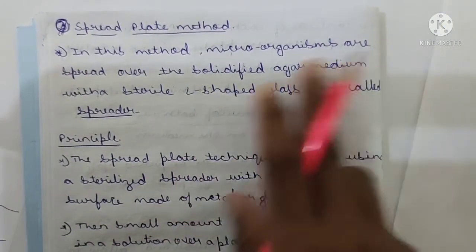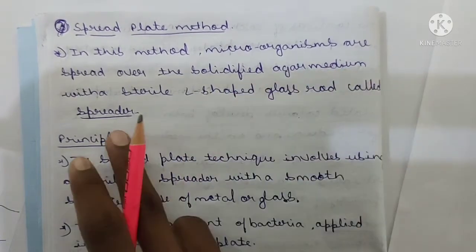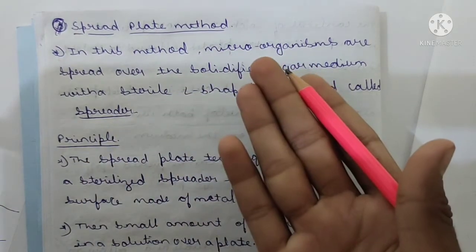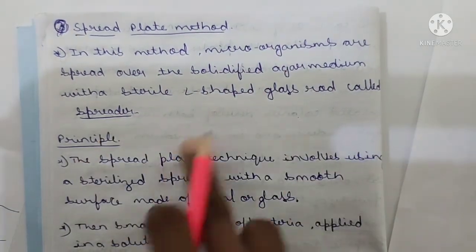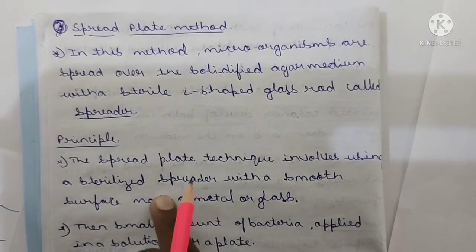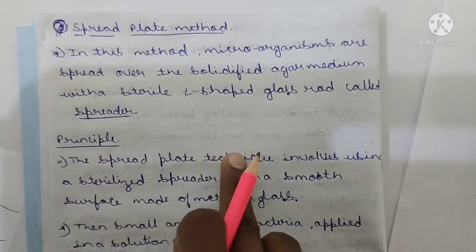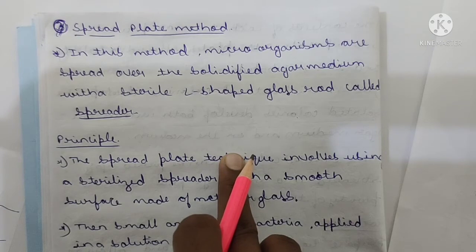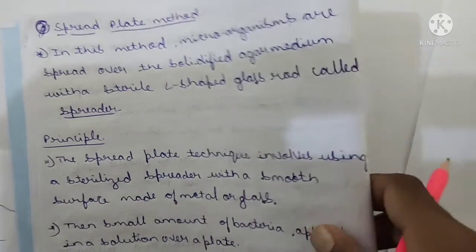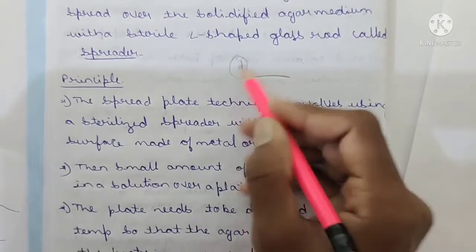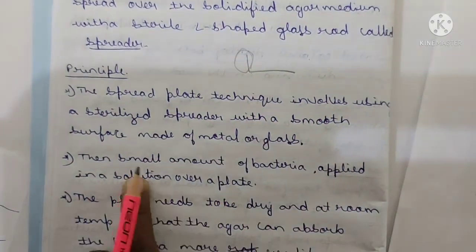Yes, in the spread plate method, microorganisms are spread over the solidified agar medium with a sterile L-shaped glass rod called a spreader. Here, we have to spread microorganisms over the agar medium. I have shown you the agar medium, agar plates. There we have to spread that microorganism with a sterile L-shaped glass rod. Later I will show that L-shape. We have to spread that microorganism on the petri dish, agar medium.